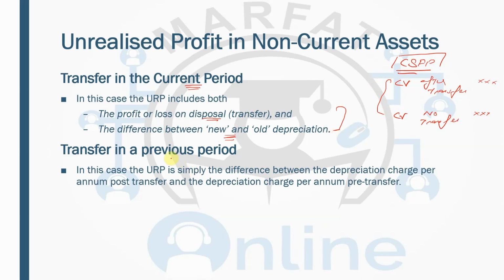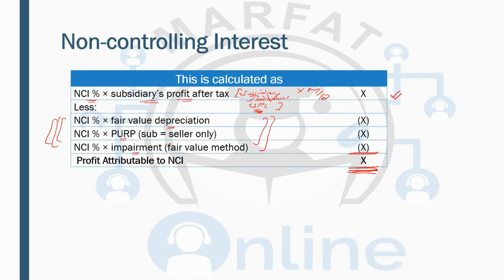And if the transfer has been made in the previous period, then only the difference between the depreciation is going to be the unrealized profit that should be removed from the consolidated statement of profit or loss. So the consolidated statement of profit or loss is quite easier than the consolidated statement of financial position.